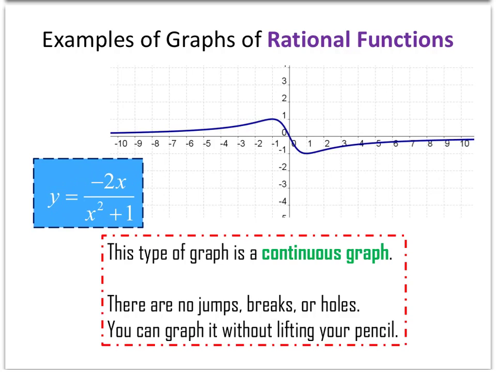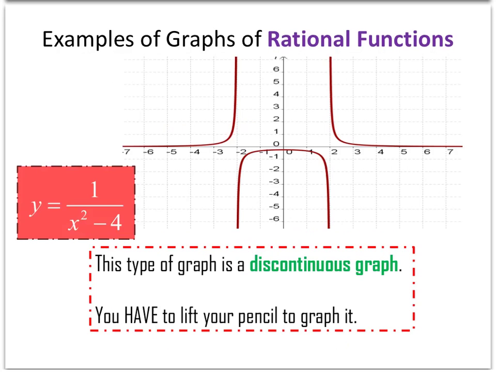Now this is what we call a continuous graph. Being continuous means there's no jumps, no breaks, no holes. I can draw the entire graph without picking up my pencil. So it's a smooth curve, there are no breaks, and I do not have to pick up my pencil to draw the rest of the graph. Here is another example of a rational function, 1 over x squared minus 4.